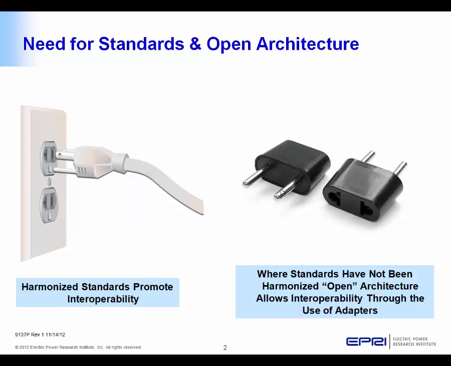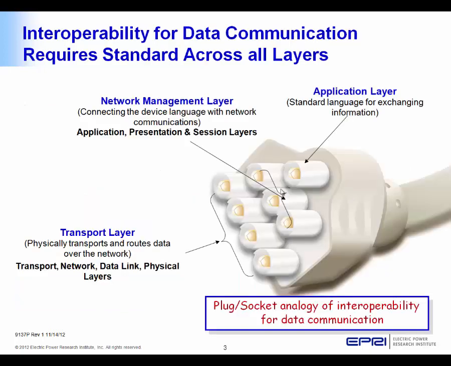We don't have problems in interchanging 120-volt appliances within the United States. And even when we approach another country where they themselves have standards that are harmonized, we can find adapters which will allow compatibility between these devices. Where standards have not been harmonized, open architecture could allow the interoperability through the use of those sorts of adapters. And the same is true in the power system, and the same is true in considering demand-side management.